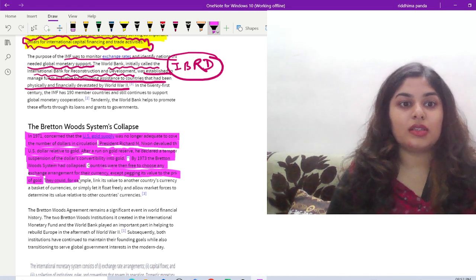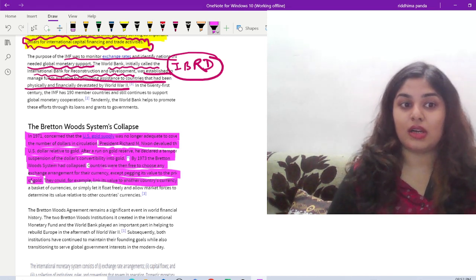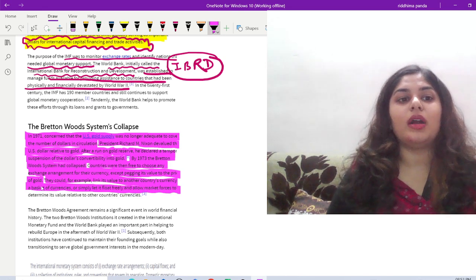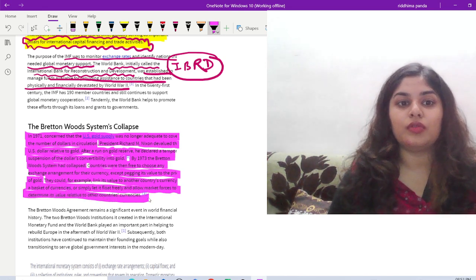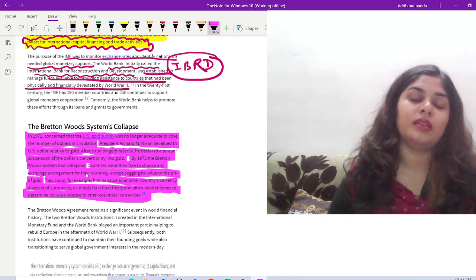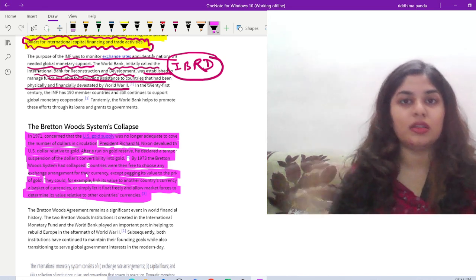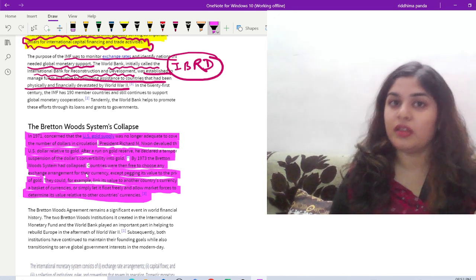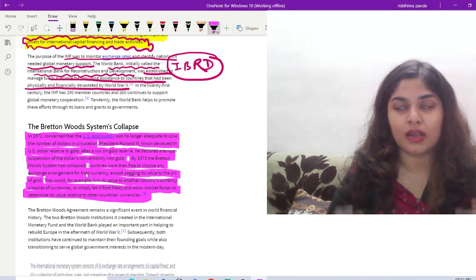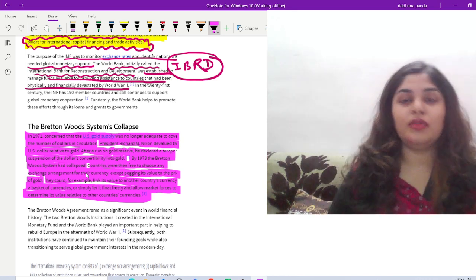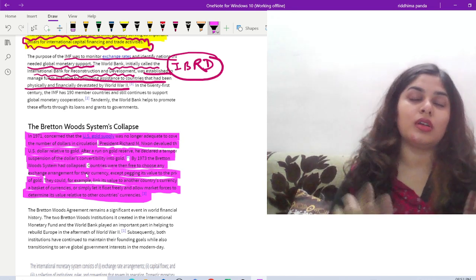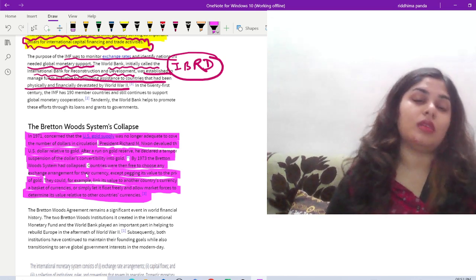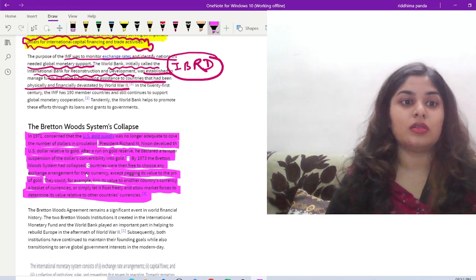They could, for example, link its value to another country's currency, a basket of currencies, or simply let it float freely and allow market forces to determine its value relative to other currencies. So they were allowed to peg their currency relative to any other country's, or even if they did not want to, that was also allowed. They let it float freely in the market and let the exchange market determine the exchange rate. But whatever it is, the countries were not allowed to peg their value against gold or the US dollar, right? So that was the reason.